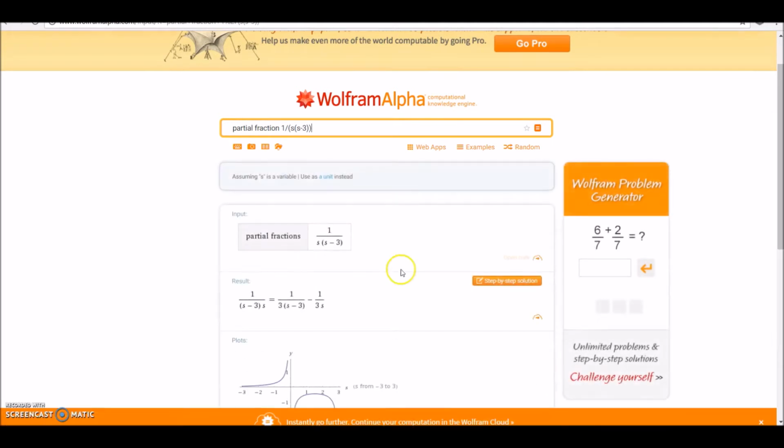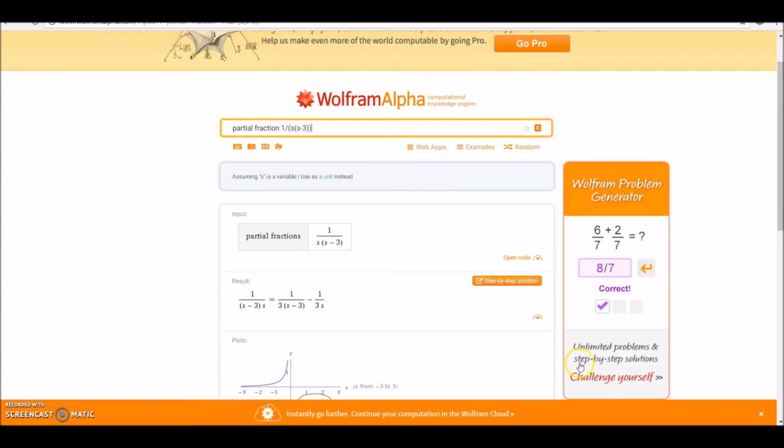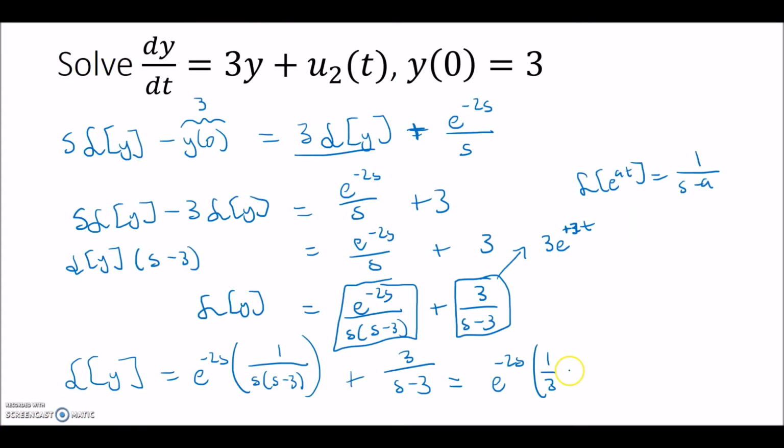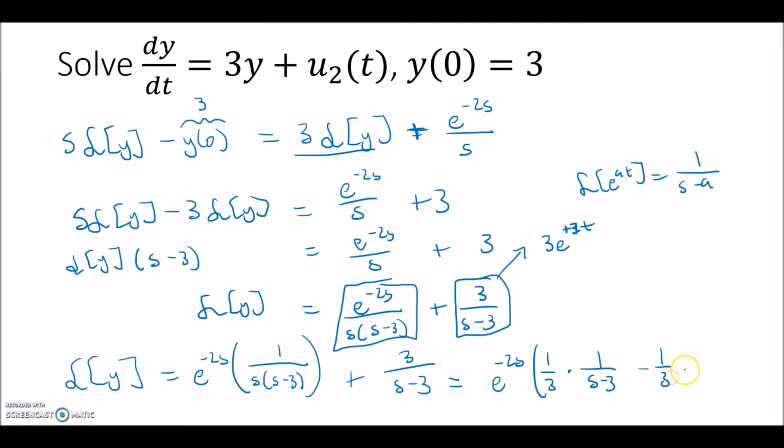And lo and behold, I get an answer. It is 1/3 times 1 over s minus 3, which is equal to e to the negative 2s times 1/3 times 1 over s minus 3. Factor out that 1/3, minus 1/3 times 1 over s. And I'm just going to move this over to the next page. So we have, and then plus, I can't forget this term here, plus 3 over s minus 3. I'm going to distribute this back in.